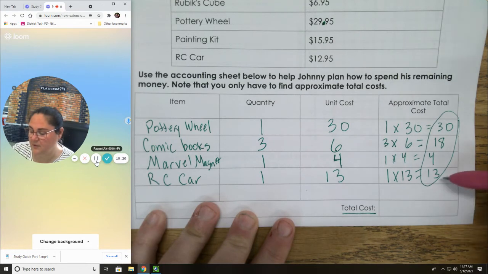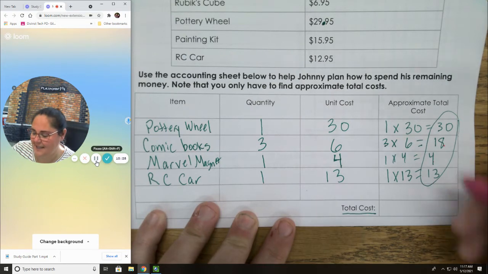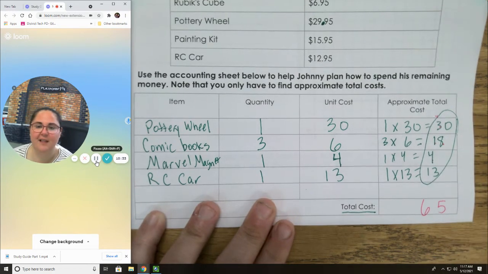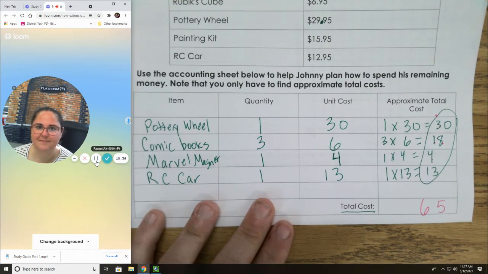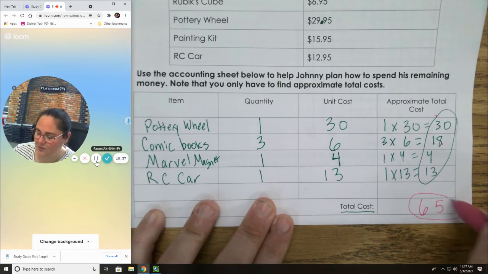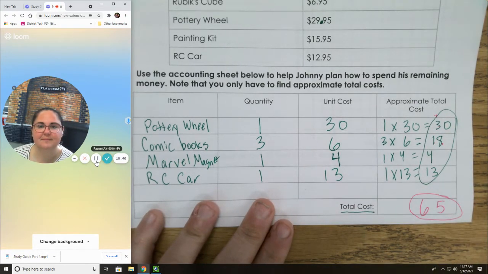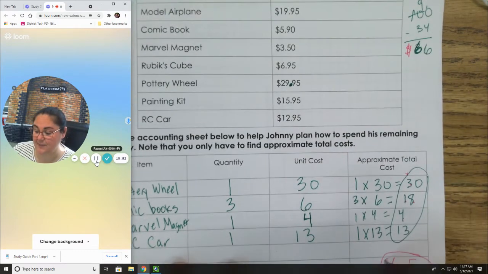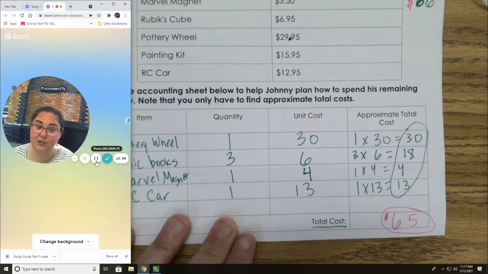Okay, so if I were to line them up, 4 plus 7 plus 8, or 4 plus 3 is 7, plus 8 is 15, and I would carry my 1. 3, 4, 5, 6. $65. That is my total cost. Your total cost does not have to be a number sentence. It is separate. So remember, I had $66 to spend and I spent $65. That is a good shopping trip.